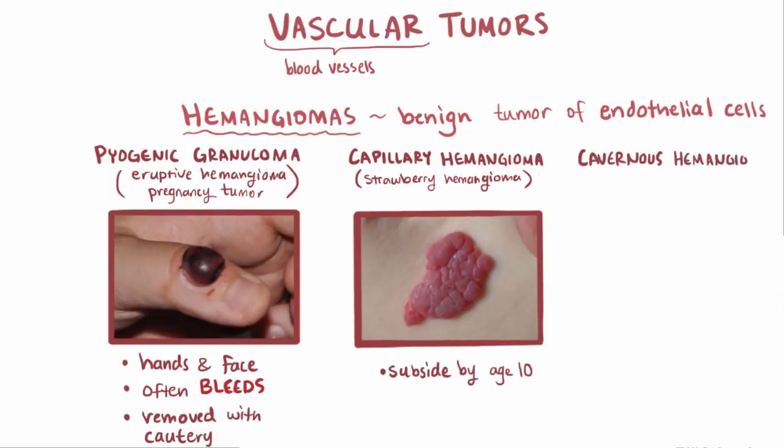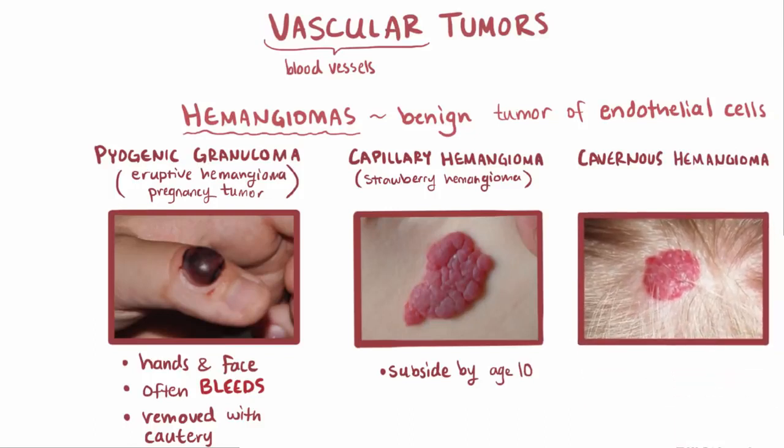Finally, cavernous hemangiomas are similar to capillary hemangiomas, except that they're typically deeper and they can disappear on their own, but sometimes might need surgical removal.